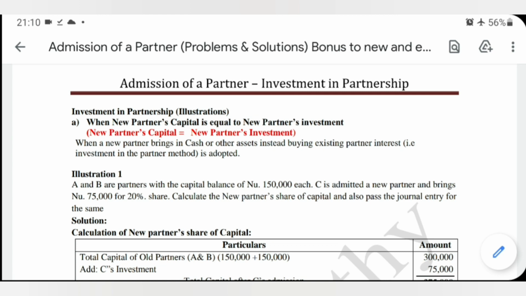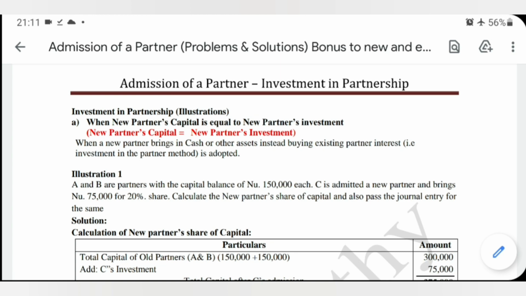What do you mean by the investment in the partnership business? When a new partner's capital is equal to the new partner's investment. When a new partner brings in cash or other assets instead of buying the existing partner's interest, that is, the investment in the partner method is adopted.